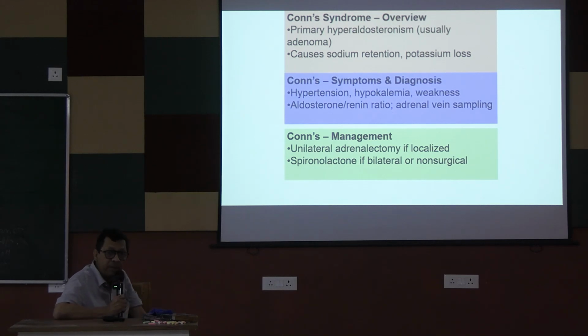Spironolactone is a potassium sparing diuretic which is used to treat bilateral hyperplasia of the gland.